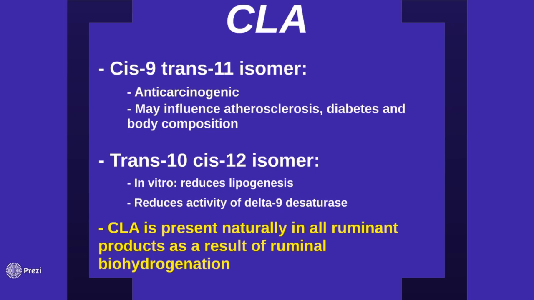We've seen that in mice, it reduces the activity of delta-9 desaturase, but it also decreases lipogenesis in vitro. So that de novo synthesis that your body goes through when it has excess energy, having the trans-10 cis-12 CLA isomer in the cell at that time may limit the amount of fat production that your body actually goes through. And this is the key point I said. It's funny how biohydrogenation leads to a greater amount of saturated fatty acids, which we may not want in the diet for beef, but CLA is actually naturally present in all ruminant products because it is a result of biohydrogenation. And so you get some good and you get some bad out of this.